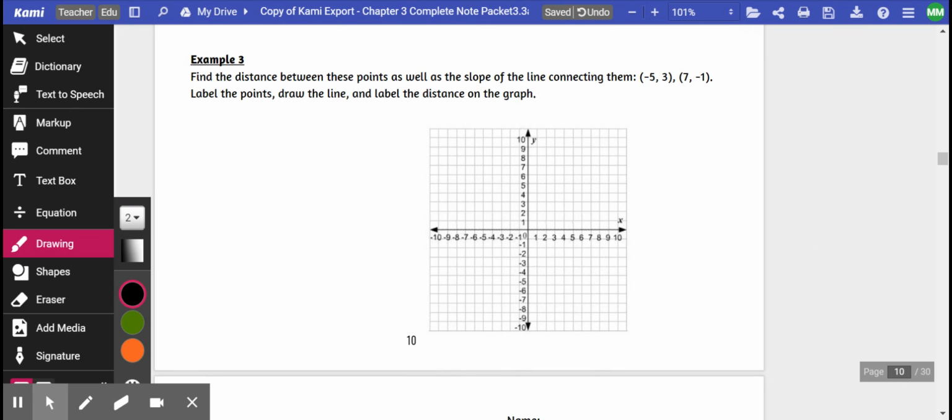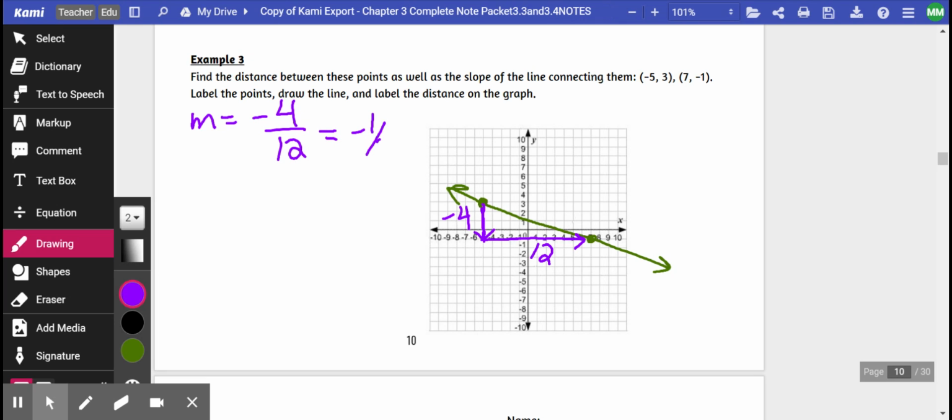For example 3, it says to find the distance between these points as well as the slope of the line that connects them. So the first point that we have is (-5, 3). And the second point is (7, -1). So using that, we're going to find the slope. So I can use the picture here for the slope, or I could use my formula. I can see that it goes down 4, and then it goes to the right 12. So my slope would be -4 over 12, or -1/3.